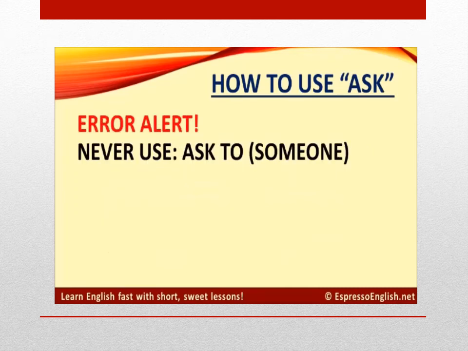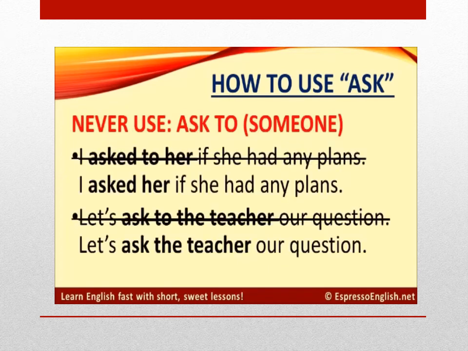Now here's the common error. Never use ask to someone. For example, don't say, I asked to her if she had any plans. The correct sentence is, I asked her if she had any plans. Don't say, let's ask to the teacher our question. The correct sentence is, let's ask the teacher our question.